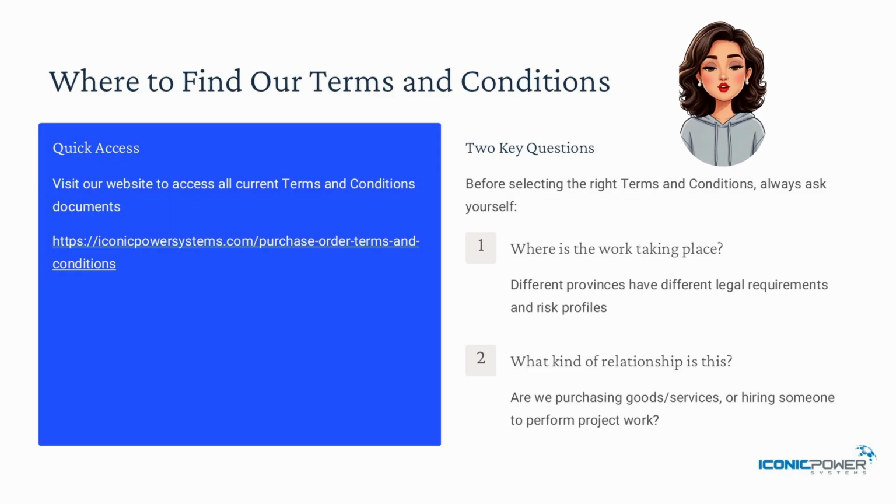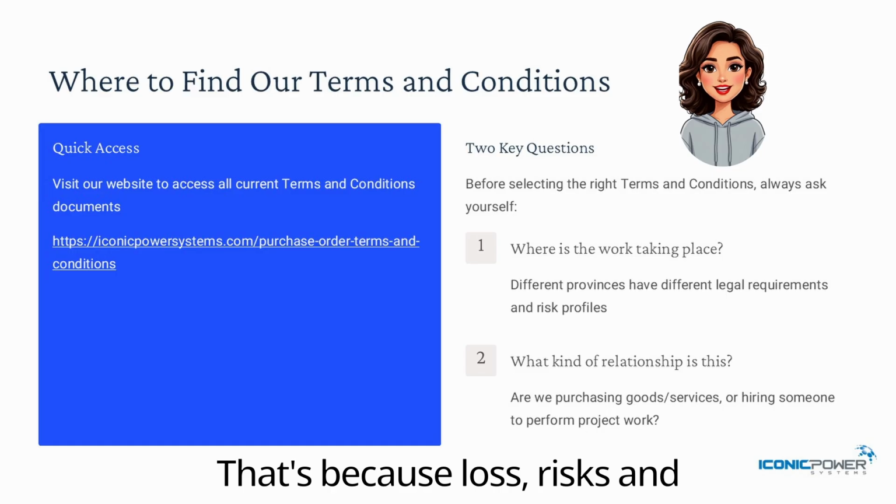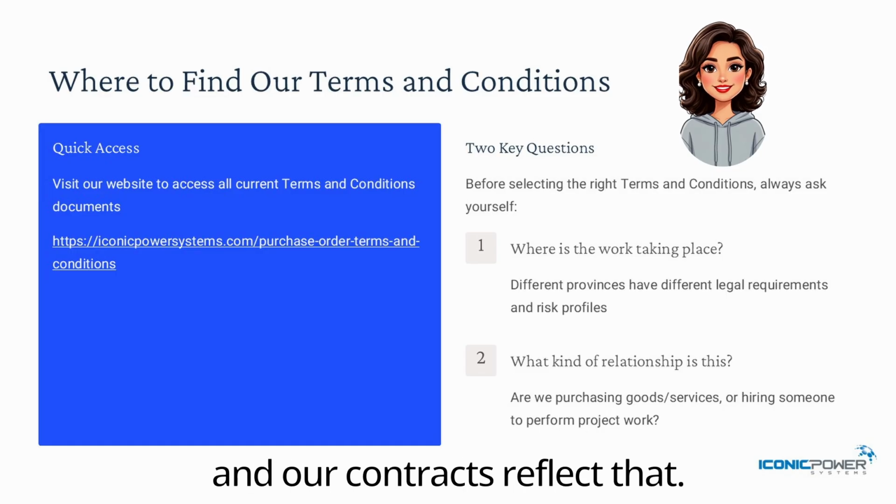The first question is, where is the work taking place? If the work is in Alberta, there's a set of terms and conditions for Alberta. If the work is in Ontario, there's a different set for Ontario. That's because laws, risks, and obligations are not the same in every province, and our contracts reflect that.